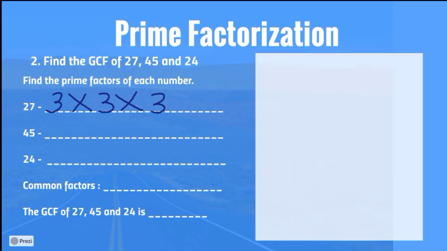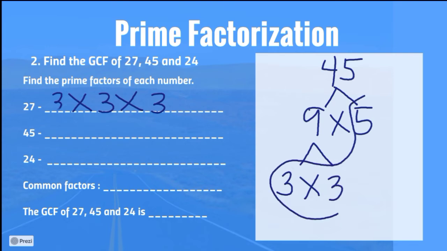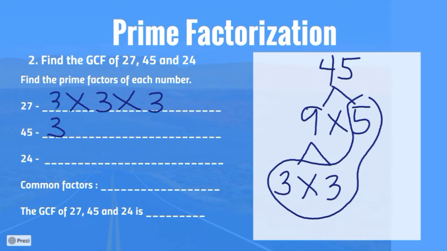Erase natin. Next is 45. So, kuhanin natin ang prime factors ng 45 using factor 3. 45 is divisible by 5 and divisible by 9. Divisible by 15 and divisible by 3. So, let's try 9 times 5. Factors of 9, 3 times 3. So, the prime factors of 45 are 3 times 3 times 5.